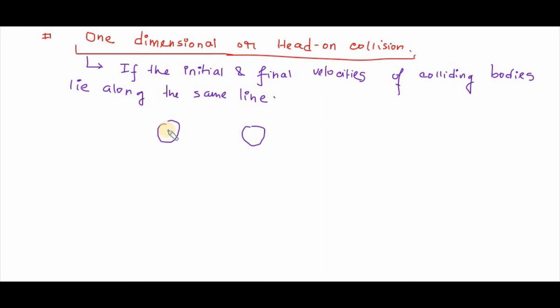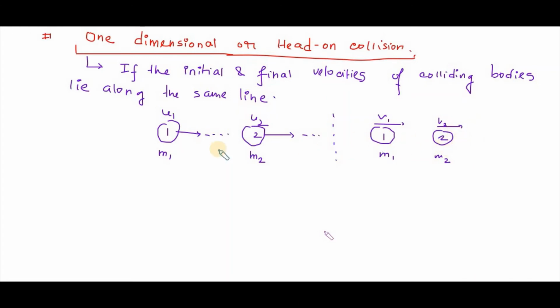For example, the first object has velocity u1 and mass m1, and the second object has velocity u2 and mass m2. Both objects are moving along the same direction, so their line of motion is the same. After the collision they also move along the same direction with velocities v1 and v2 respectively. So their line of motion before and after the collision is along the same line, and that's why this is considered a one-dimensional or head-on collision.